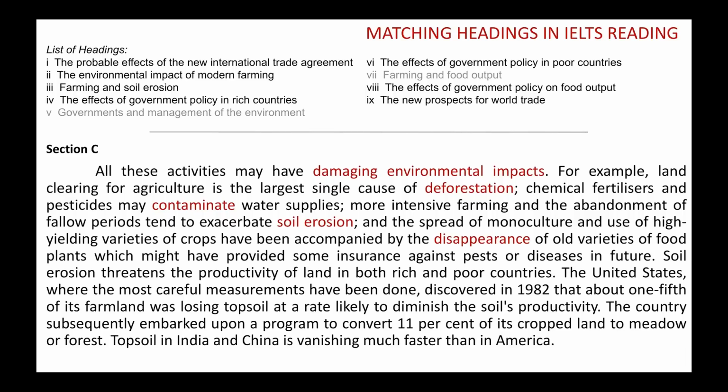So pay attention, there is a sentence: soil erosion threatened the productivity of land in both rich and poor countries, which may confuse you because you have poor countries and rich countries in your matching headings. But again, they are not exactly matching, because here we are talking about the impact of farming, and the best fitting heading is the second one, the environmental impact on modern farming. So we are doing great so far.